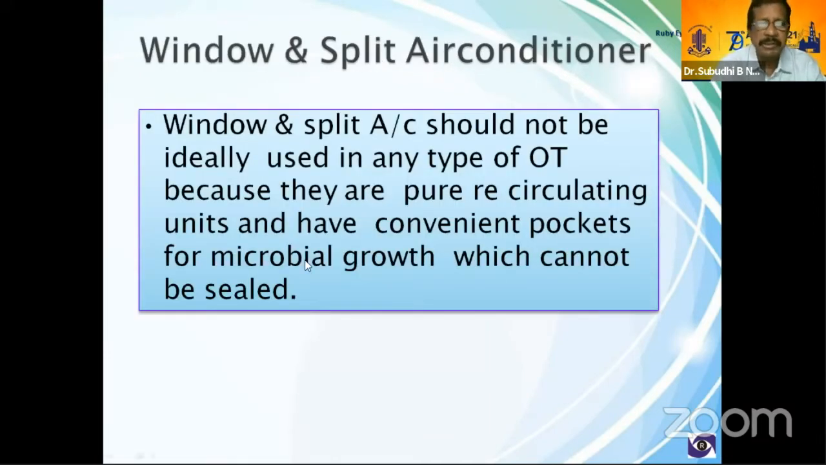Window and split air conditioners should be avoided. They should not be used in any type of OT because they usually recirculate the air and have convenient pockets for microbial growth. So they should be avoided.